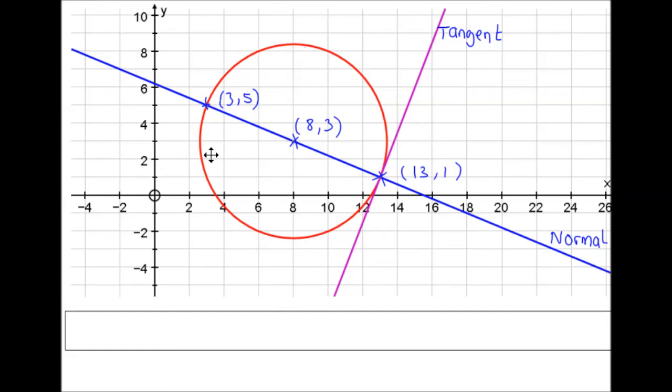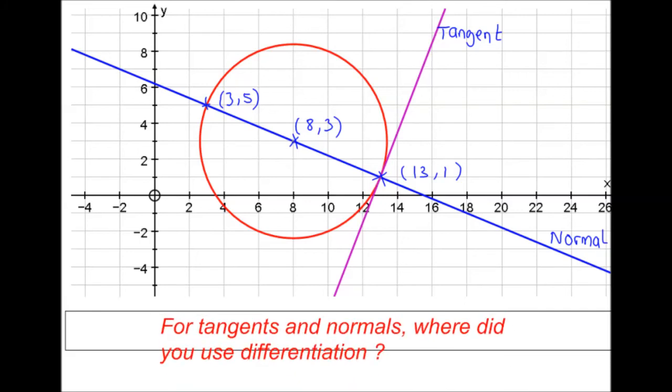So this is what we've just worked out. This was our circle. That was point A here, point B here, the midpoint, and then we worked out the gradient of this line, and then we worked out the equation of the normal, and then we worked out the gradient of this line, the tangent, and then we worked out the equation of the tangent. So in all of this, where have you used differentiation? Nowhere. It's all coordinate geometry.